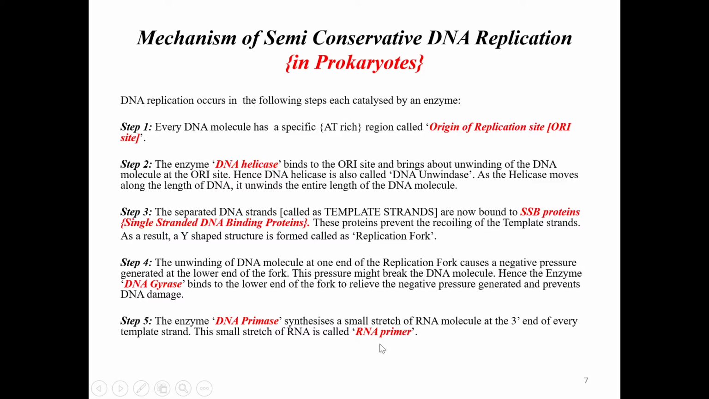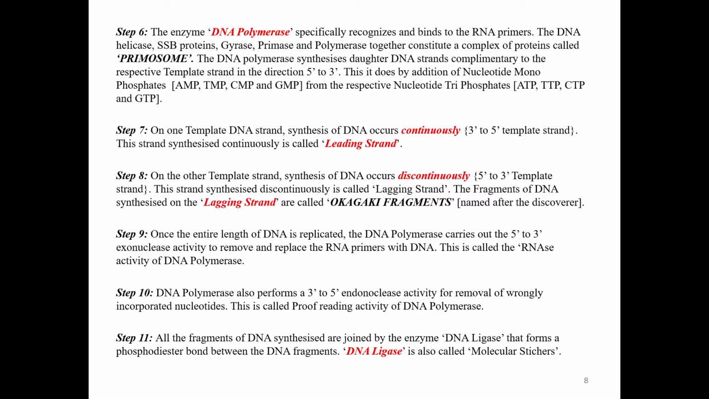All this I am going to explain through the diagram, which will be clearer. In the next step, the DNA polymerase recognizes the binding sites on the RNA primer. DNA polymerase specifically recognizes the binding sites on the RNA primers, and all this is required for that.